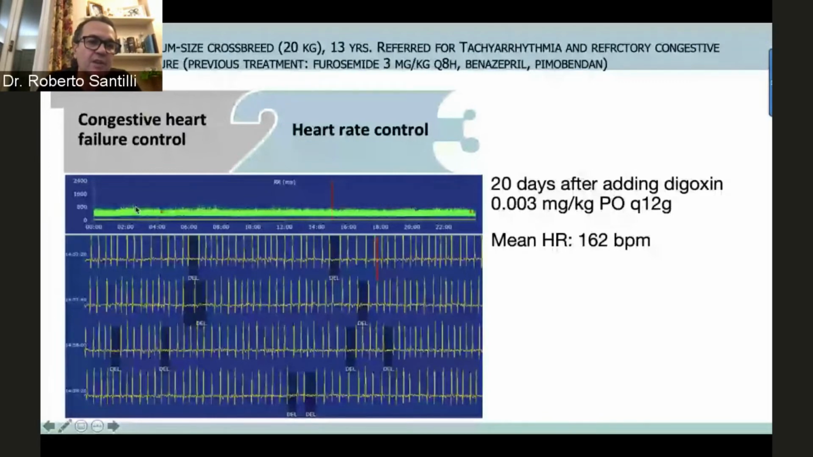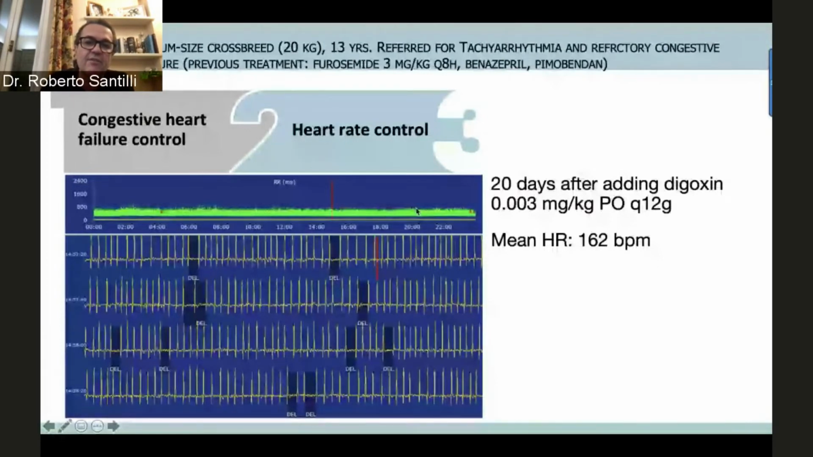Remember, the best vagal control is between 4 and 6 in dogs. And at that time, all dogs should be bradycardic if possible. And in this particular case, we have some slowing of the heart rate in this part, but during the day it is not a lot.